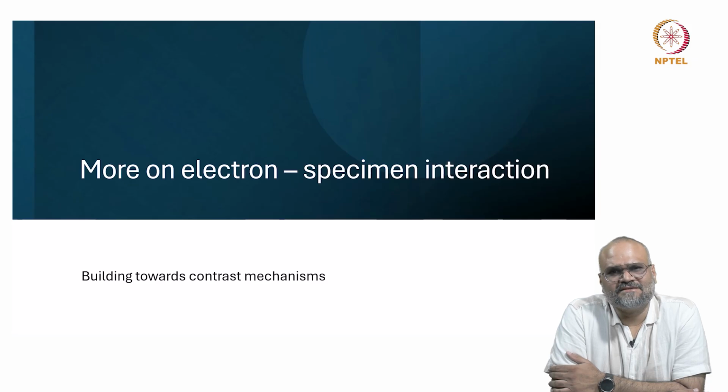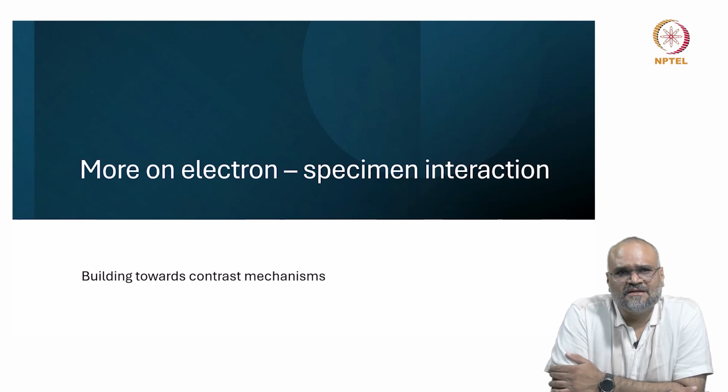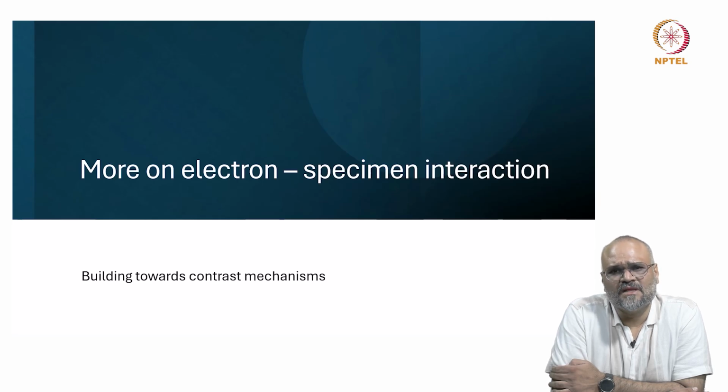In the previous lectures, we've seen what happens when an electron beam interacts with a specimen, the concepts of scattering, the classifications of scattering, and various signals that are generated. Now, we'll look at how you can quantify these and how we can build towards contrast mechanisms, and how we understand the various forms of data that are generated in a transmission electron microscope. In short, you can get either images or diffraction patterns.